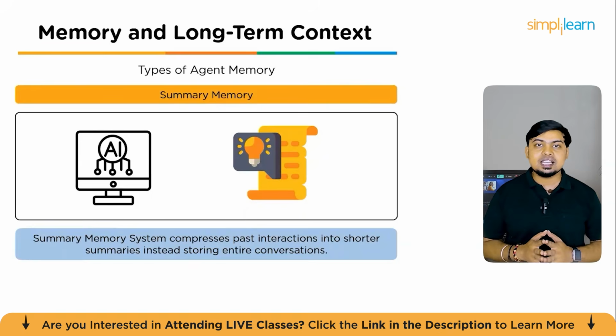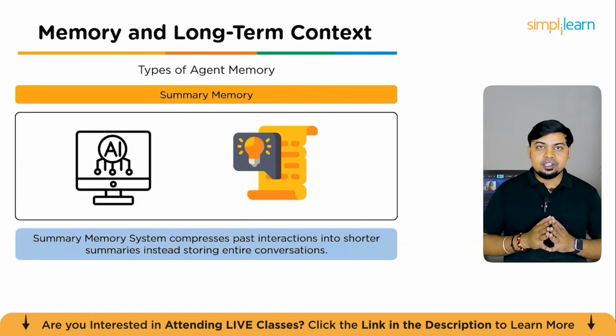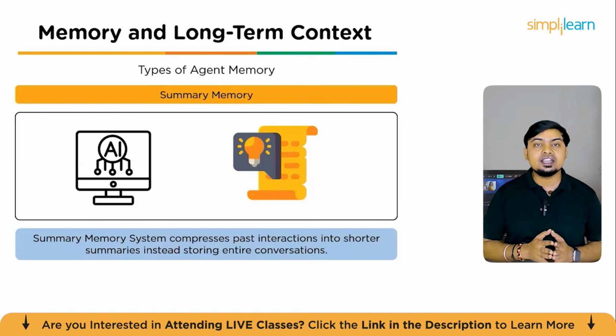The next one is summary memory, and this can be considered as a second type. Instead of storing entire conversations, the system compresses past interactions with shorter summaries. For example, it might store key decisions, important facts, or action outcomes rather than raw text. This approach has major advantages as well. It reduces computational cost, saves tokens, and still preserves essential long-term context. Summary memory becomes essential, especially useful when AI agents run for long durations and accumulate large volumes of information.